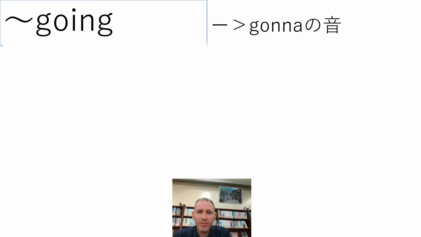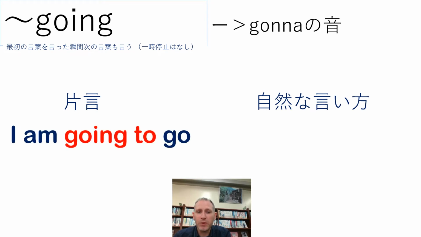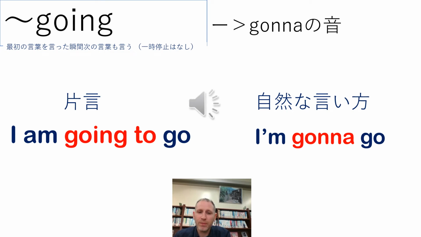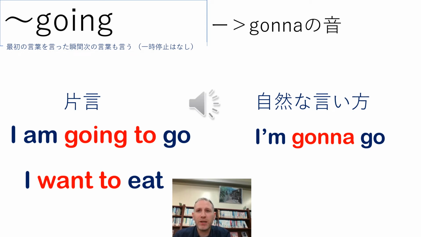Going is often followed by to and a verb. In English, we can be sharp, katakoto style. I am going to go. You speak like that when you're angry. But in normal conversation, the natural way of saying it is very different. So, I'm gonna go. Practice that for a second. Or what about this? I want to eat. Children usually speak like this. I want to eat. Kind of angry. But more naturally you would say, I wanna eat. Okay, so practice that and let's move on.